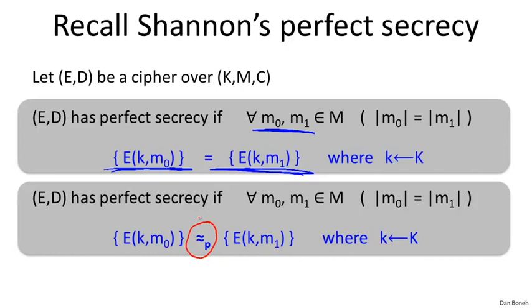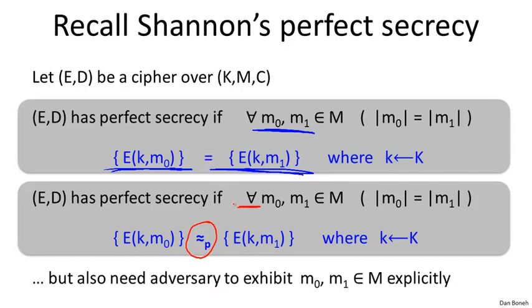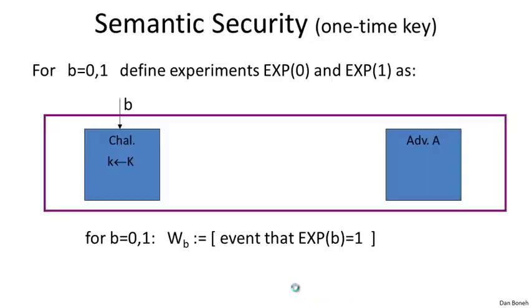So we have to add one more constraint, and that is that instead of saying that this definition should hold for all M0, M1, it needs to hold only for pairs M0, M1 that the attacker can actually exhibit. Okay, so this actually leads us to the definition of semantic security. And again, this is semantic security for a one-time key. In other words, when the attacker is only given one ciphertext.